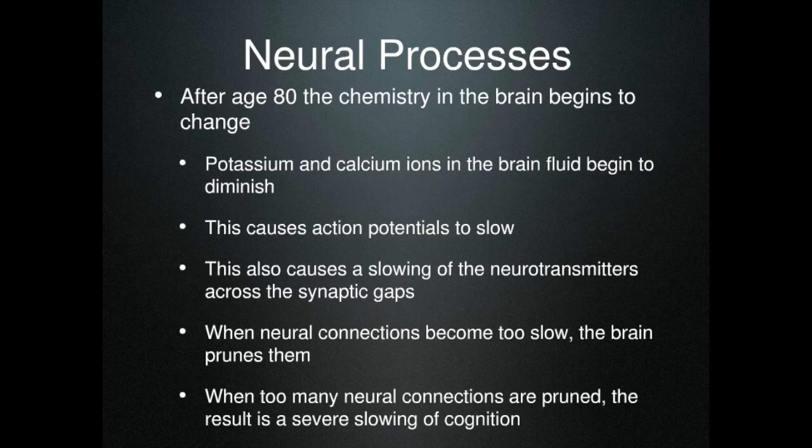After the age of 80, we know the chemistry in the brain begins to change. The potassium and the calcium ions, they begin to diminish. So once you have less of those, then there's less of an opportunity to fire action potentials. So the action potentials slow, and it becomes more difficult to think, unfortunately. When neurons aren't being used because the action potentials can't be fired, then the brain prunes those neurons, and then you permanently lose that thinking. So no way to stop it. It's just aging.